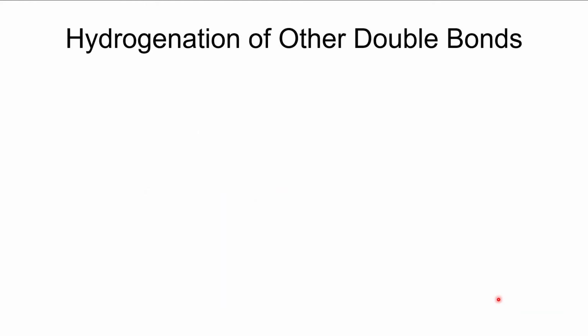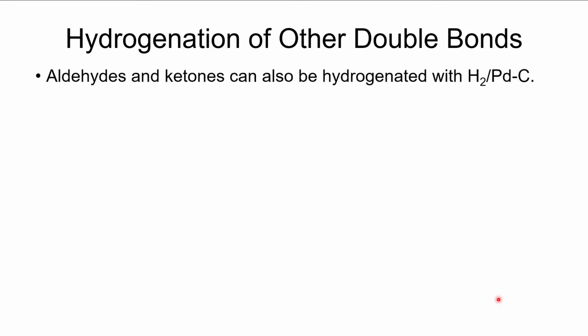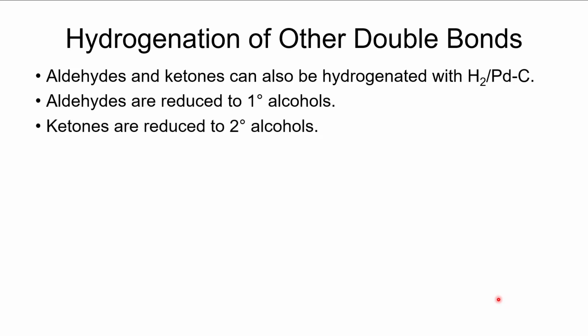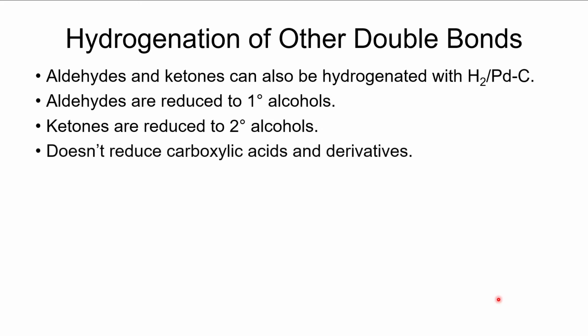So let's look at hydrogenation of other double bonds. Carbon-oxygen double bonds, particularly those that are in aldehydes and ketones, can be fairly easily hydrogenated with hydrogen and palladium on carbon. And we'll see this in more detail in a later chapter, but we'll see that aldehydes can be reduced to form primary alcohols, and ketones can be reduced to form secondary alcohols.